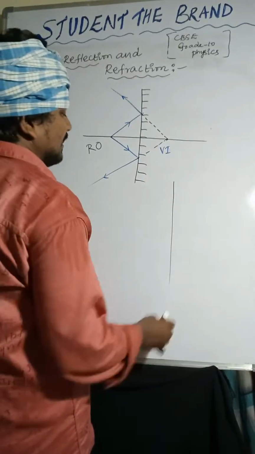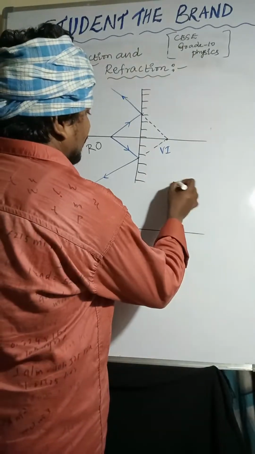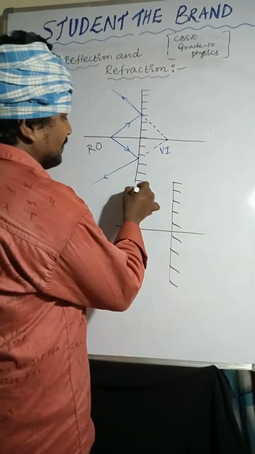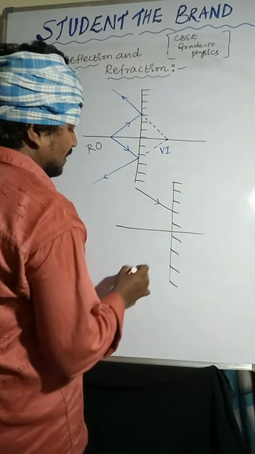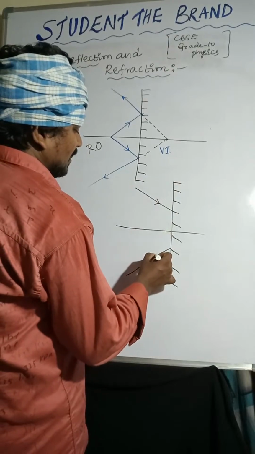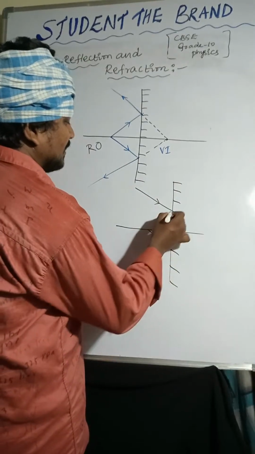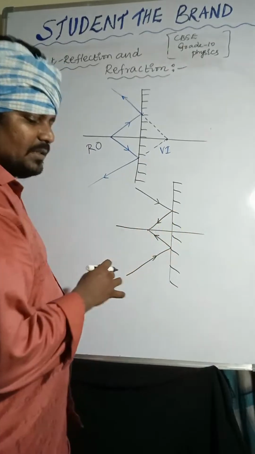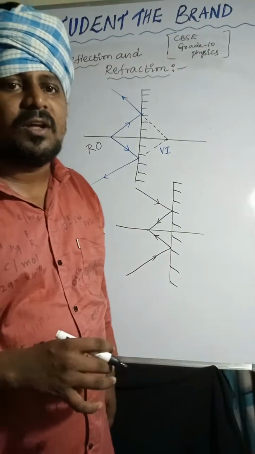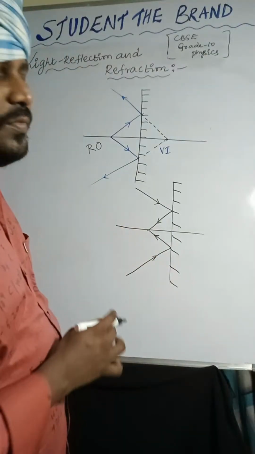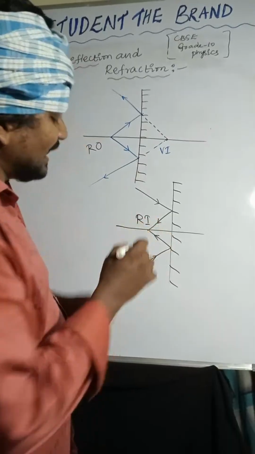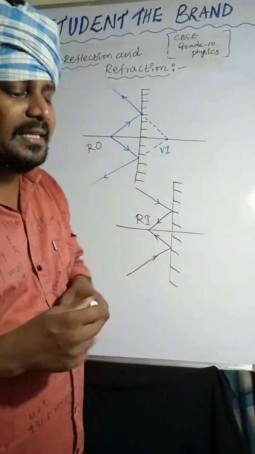Now you are considering here light rays are coming from infinity. After reflection, the light rays are meeting at one point, and their image is forming. That is a real image. We are extending the incident light rays.